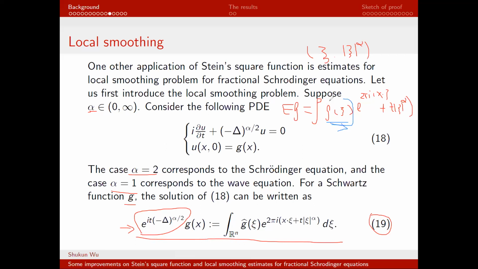The only difference is this. For the restriction problem, we are looking at G, but for the Schrodinger operator, we are looking at G hat. In terms of expression, this is the only difference.